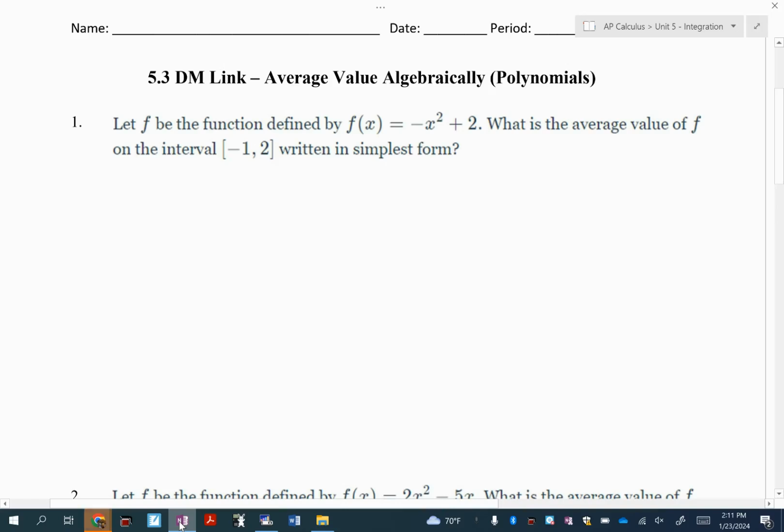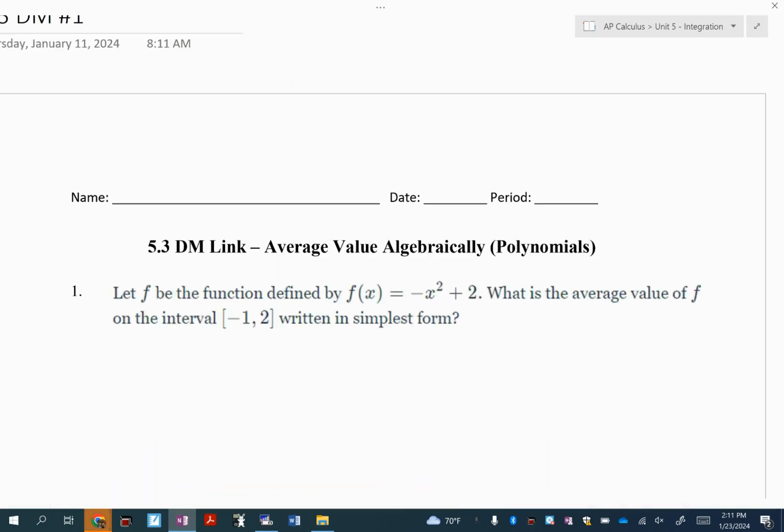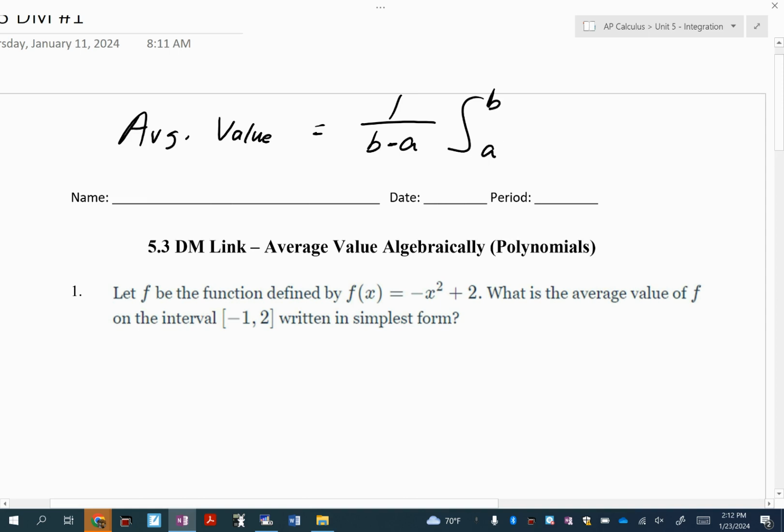All right, so we're going to do two together where we find the average value of a function. And again, as I stated, we're going to be using this formula. So the average value of our function is 1 over the difference of our limits of integration. They'll give you that. All right, times the value of the integral of our function. Okay?